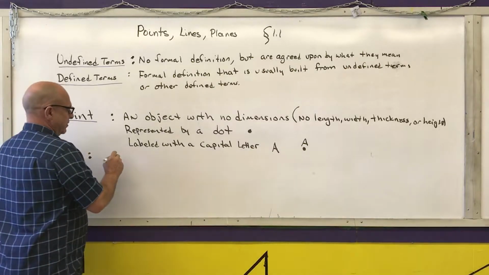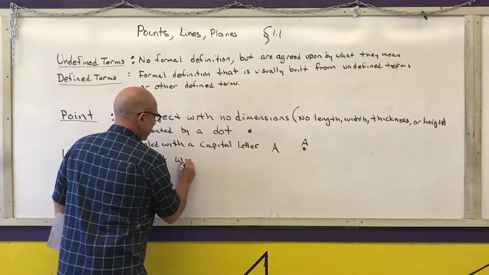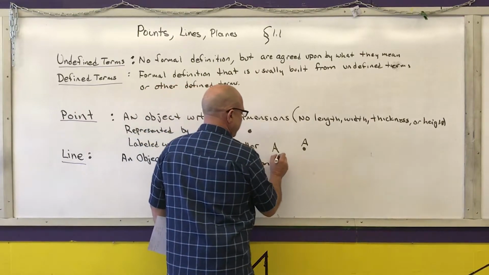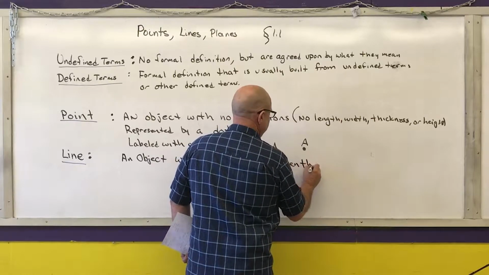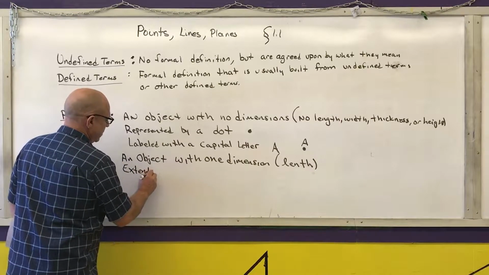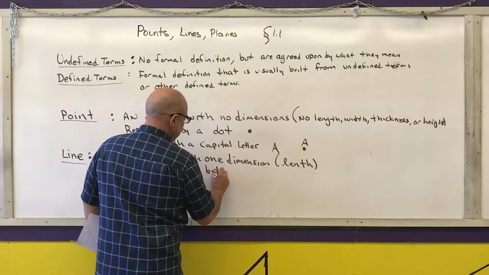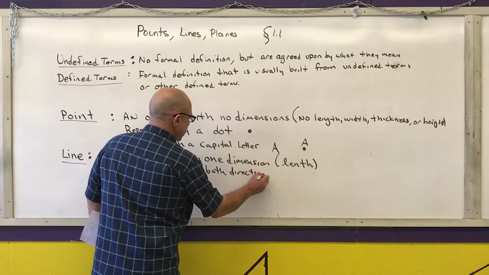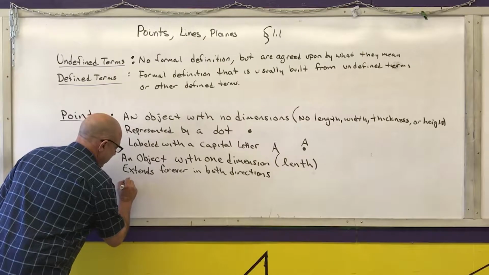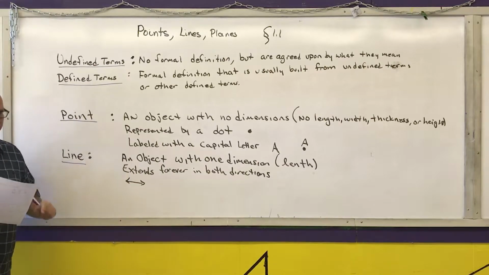A line is an object with one dimension and that dimension is called its length. It extends forever in both directions. It's represented by a straight line with two arrowheads on the end of it.